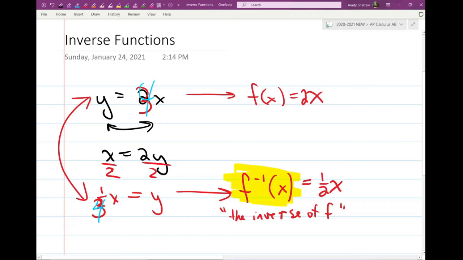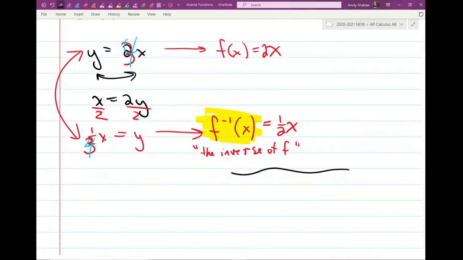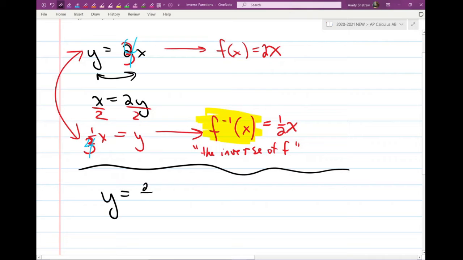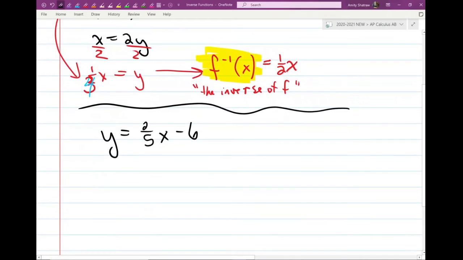In fact, if you wanted to try one that was slightly harder, finding an inverse that would be a little bit more difficult, we could try something like this. Y equals 2/5 x, and why not? I'll throw a minus sign in there just for the heck of it, minus 6. And how do I go about finding the inverse of that? Well, first step, I'm going to take x and move it over here, and I'm going to have 2/5, and I'm going to say y, and then I'm going to have that -6.